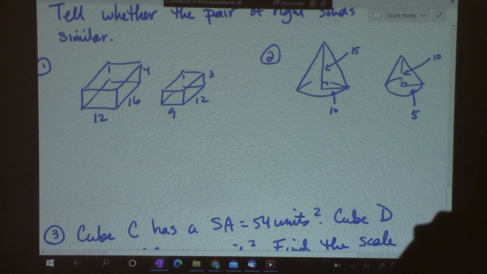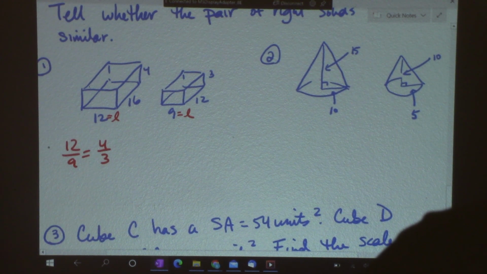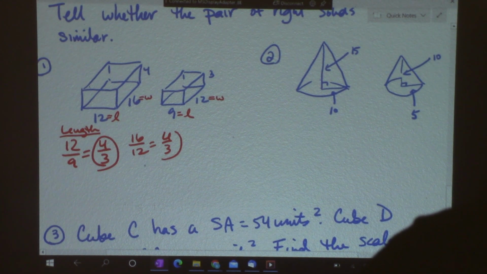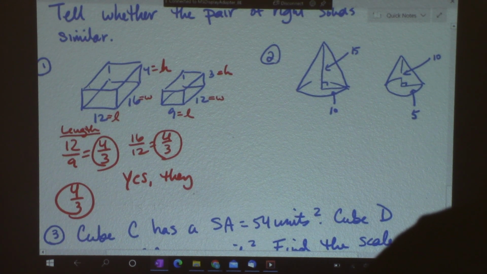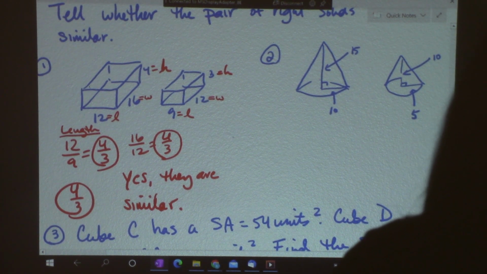Okay, we're back. So let's compare everything. Here's my length, 12 to 9. So I've got 12 over 9. That reduces to 4/3. This is length. Okay? This one is width, 16 to 12. Don't you love the easier ones now that we've done some of the harder ones? And then the last one is the height, which is 4 to 3. They're all the same. So yes, they are similar.